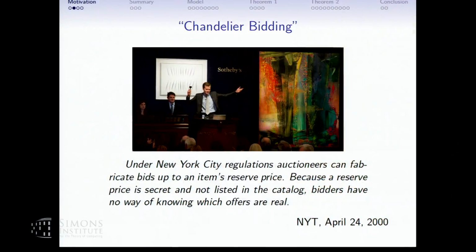This is the New York Times report. It turns out that chandelier bidding is not only permitted in art auctions, it's fully legal. New York City regulations say that auctioneers are permitted to fabricate bids up to the reserve price of the item. Now, at Sotheby's and Christie's, the reserve price is secret. It's not listed in the catalog. So in effect, this is a regulation with no bite. The auctioneers at Sotheby's and Christie's can, and in fact do, make up bids in these art auctions.